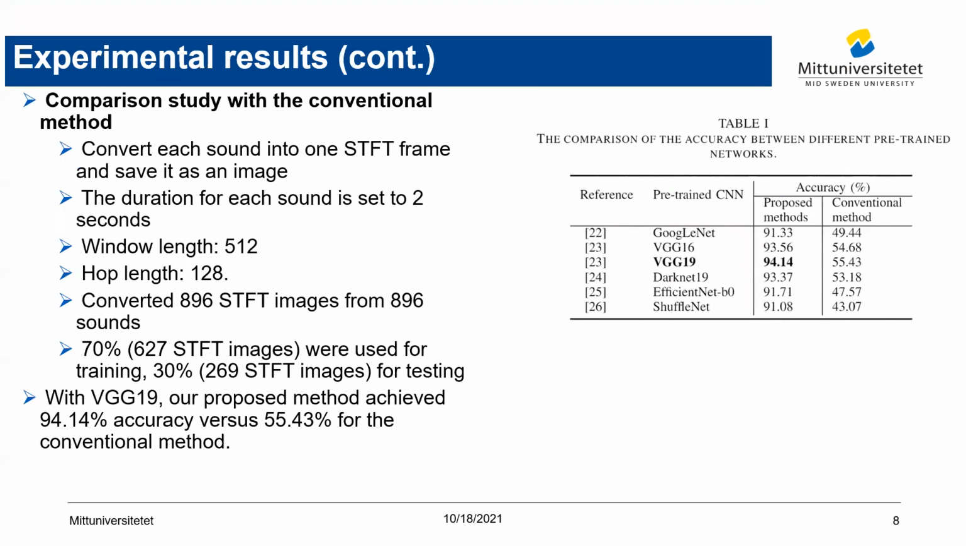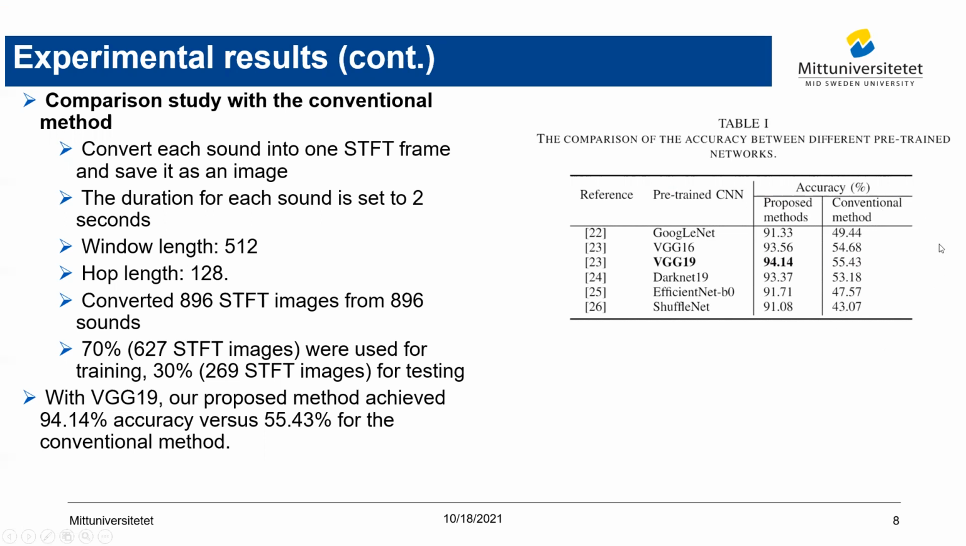To demonstrate the robustness against noise when classifying sound with our proposed system, we converted each sound in the dataset into only one STFT image as a conventional approach, and used the same pre-trained network with the same configuration for training on the STFT images. To convert each sound into one STFT frame and save it as an image, we configured the parameters as follows. As a result, we converted 896 STFT images from the sound folder with 896 sounds in 20 classes. Approximately 70% was used for training and 30% for testing.